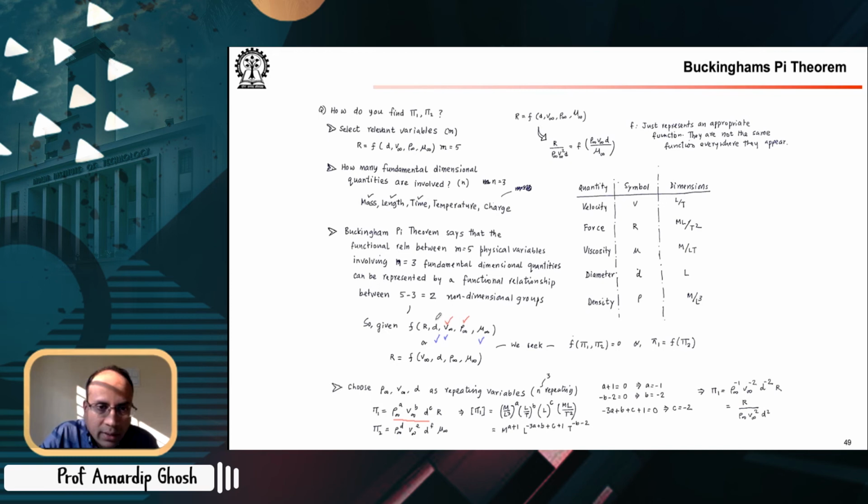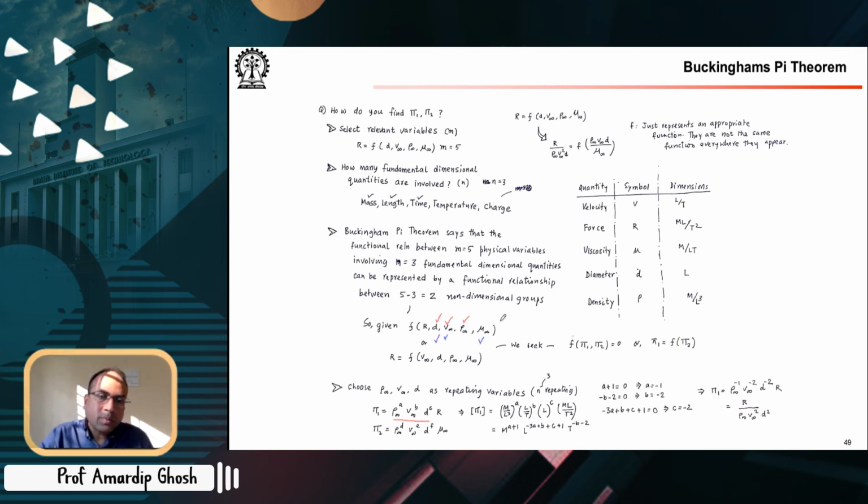We chose rho, V, and D as the repeating variables, and we got pi1, pi2, which are the drag coefficient and 1 by Reynolds number, but we plotted against Reynolds number. The plot will change if you plot against Reynolds number or 1 by Reynolds number. Of course, they will not be the same plot, but at least from the choice of rho, V, and D, we got pi1, which was directly the non-dimensionalized force, or the force coefficient or drag coefficient in this particular case, and we got Reynolds number or 1 by Reynolds number.